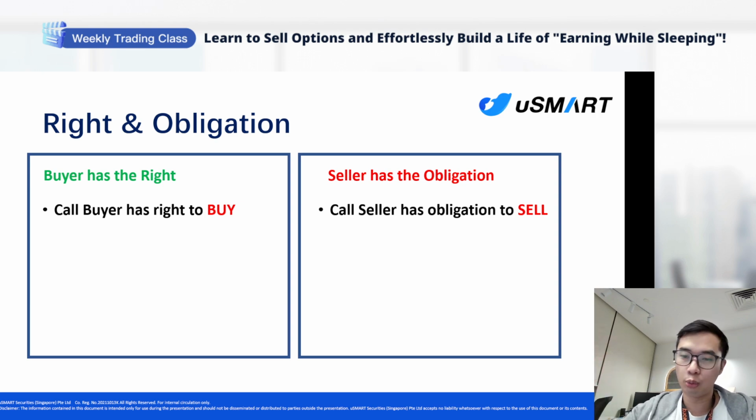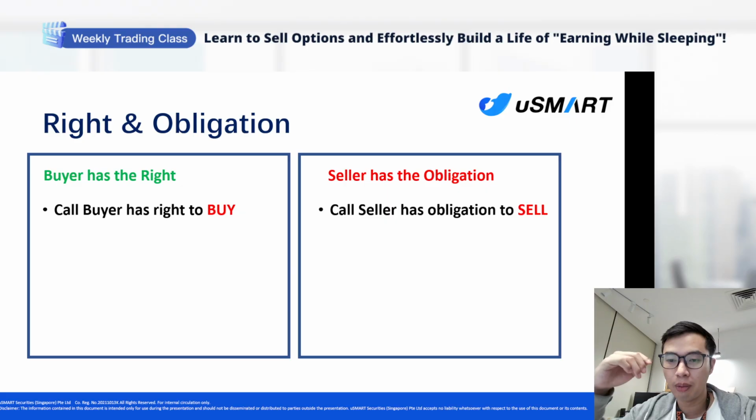When the buyer wants to buy, the seller has the obligation to sell. So in this case, we will focus on the seller today. If you are new to option trading, it can still be quite complicated. I understand because I have been through that stage. However, today I will give you all a very simple idea on how to understand call selling, or sell call. In sell call, the call seller has the obligation to sell.